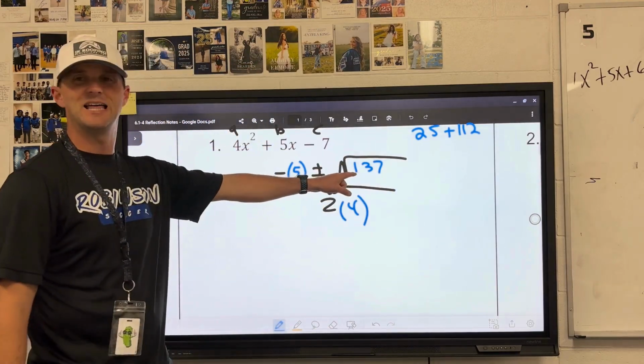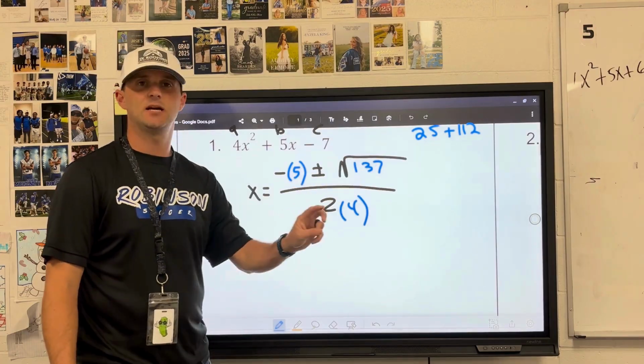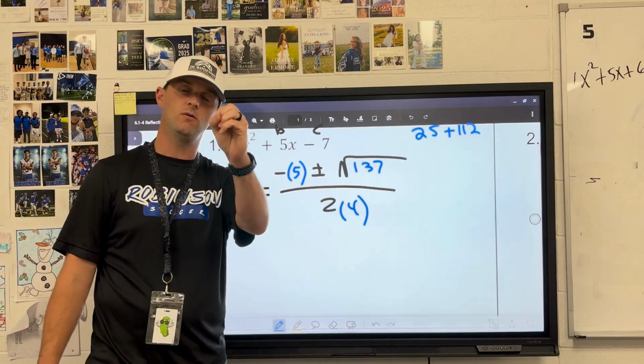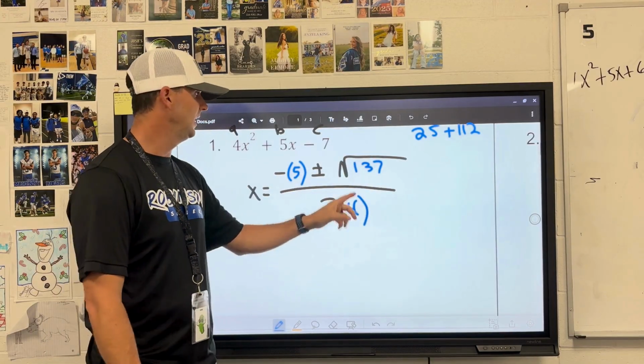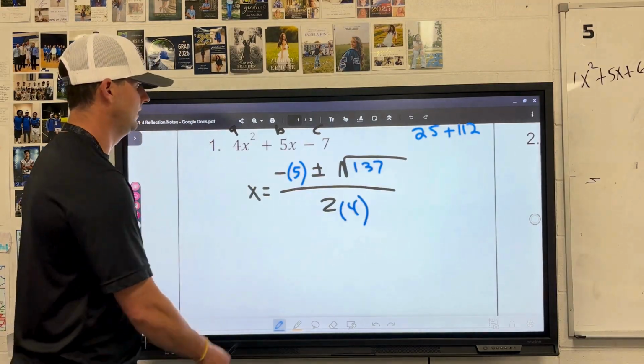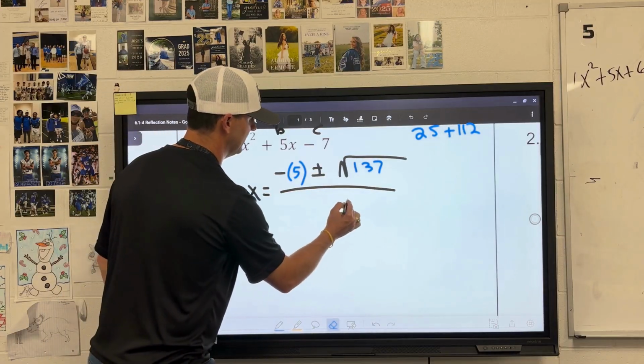So right now, since that is a whole number in there, that tells me there's going to be 2 solutions. Again, if that number in there is 0, that's going to be 1 solution. If that number comes out to be a negative, that means there's no solutions, okay? And then 2 times 4 down here is going to end up giving me 8.